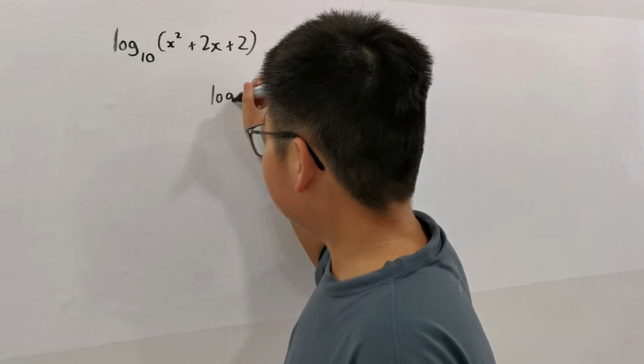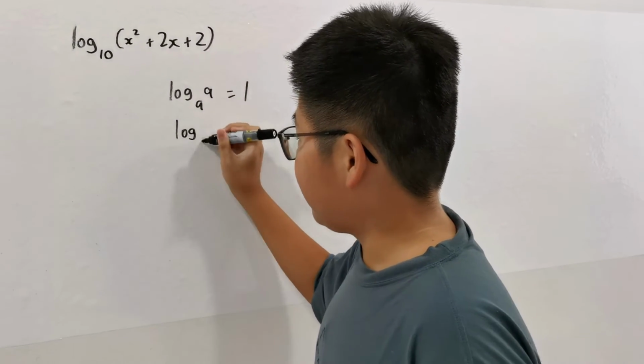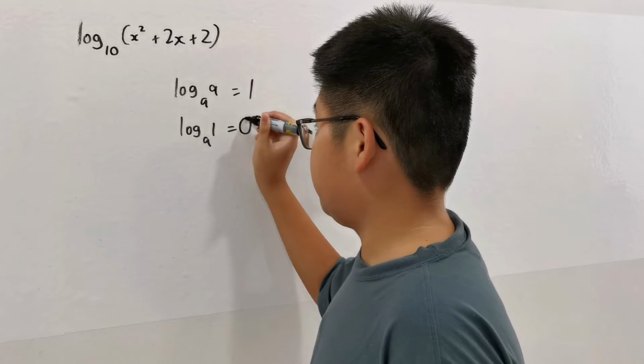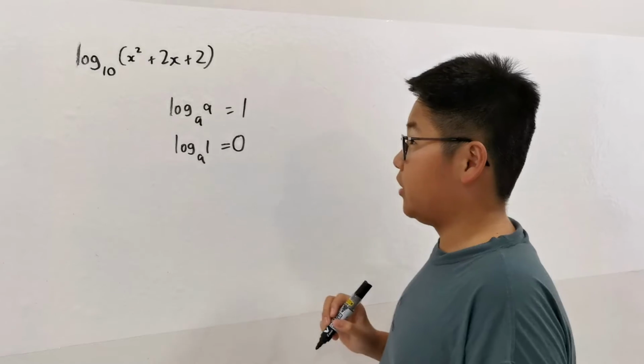Firstly, log_a(a) equals 1. Log_a(1) equals 0. These are the only two properties of logarithms we are going to use.